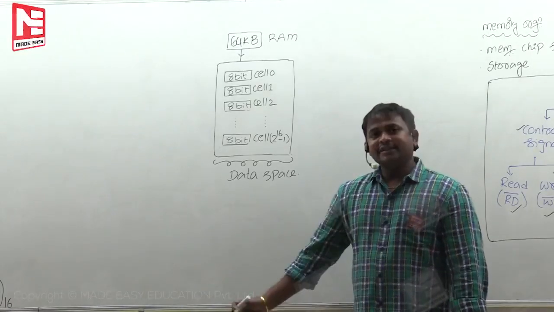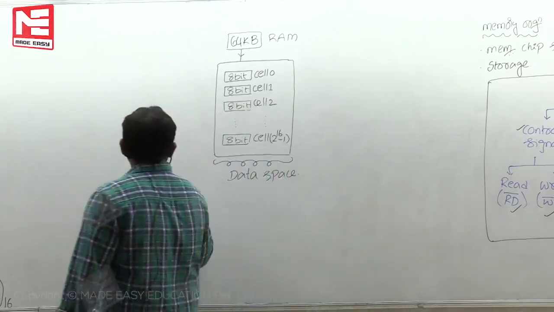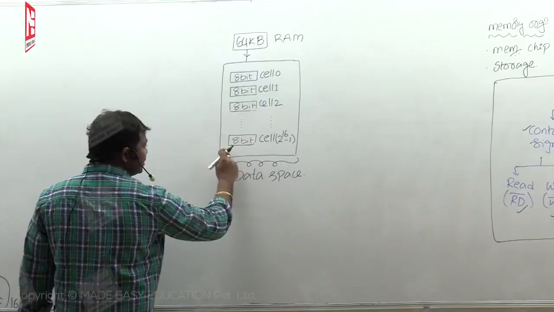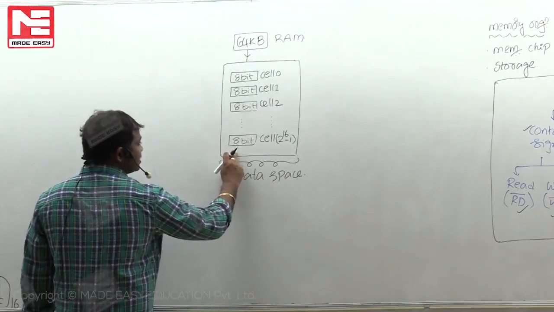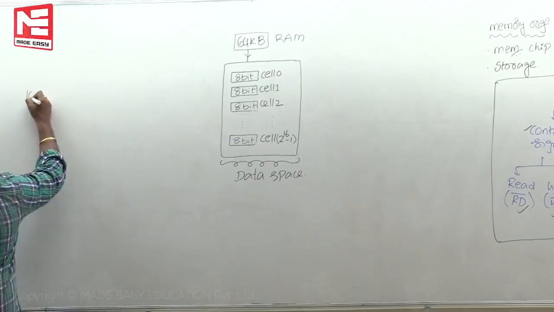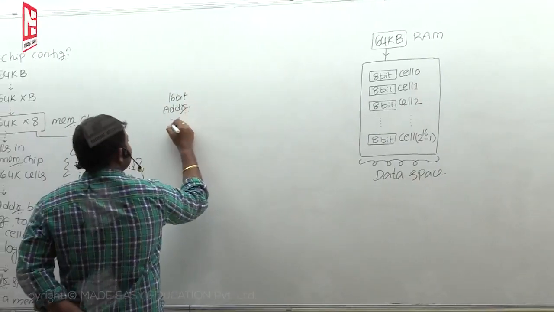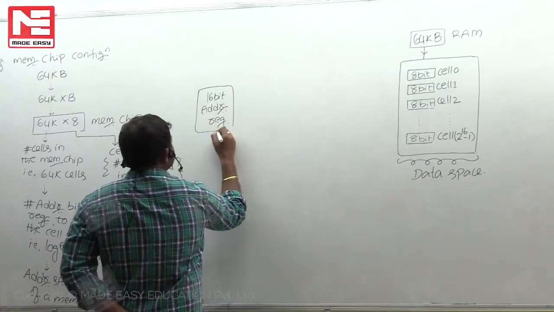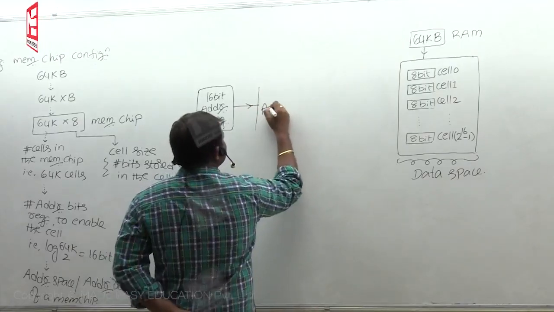Okay, now let us see the implementation of the address. How many bits of address are required? That depends on the number of cells in the memory chip. Total 64 kilo cells are there. Therefore, a 16-bit address register is needed. Okay, taken a 16-bit address register. This 16-bit address register is connected to the address decoder.